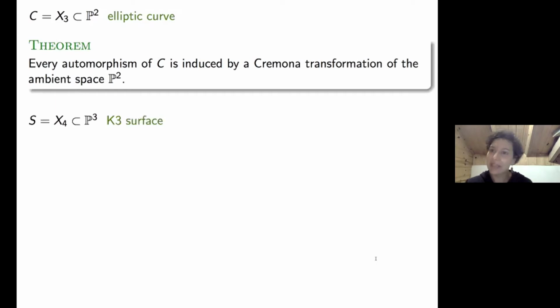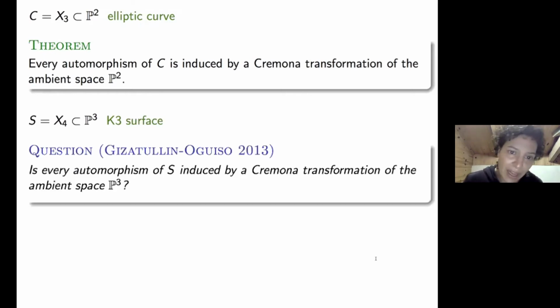And now, what about the case of a K3 surface, a quartic surface in P3? Then there is this question by Gizatullin and Oguiso. Actually, the question was asked by Gizatullin whether every automorphism of a quartic K3 surface S is induced by a Cremona transformation of the ambient space P3. As far as I know, it was first asked by Gizatullin, and it was addressed in this very nice paper of Oguiso, where he answers it negatively. So he produced some very interesting examples.